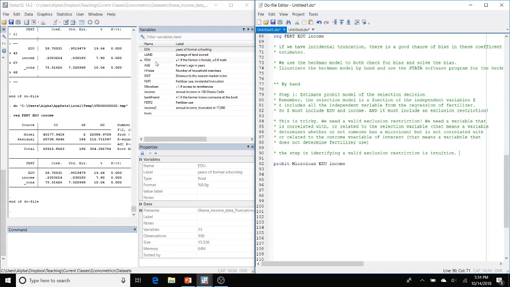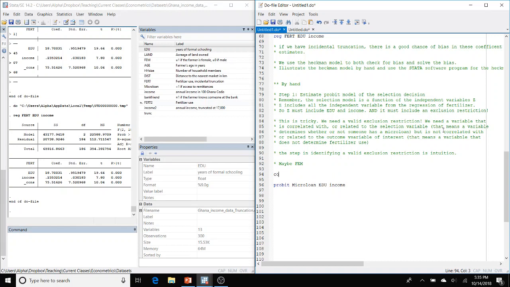What about gender? Maybe gender. We can think about this one. Why? Well, it's not obvious to me that men would use more fertilizer than women, or that women would use more fertilizer than men. However, a lot of microfinance banks give preferential treatment to lending money to women. So female, maybe gender, that could be a good option.